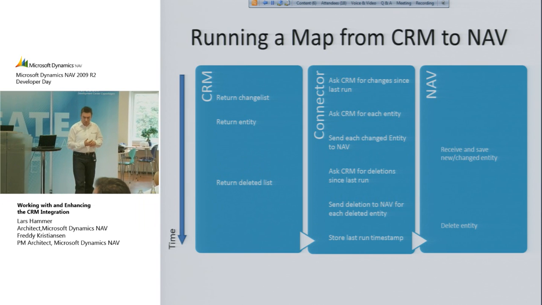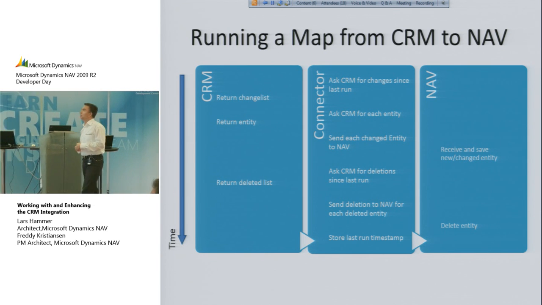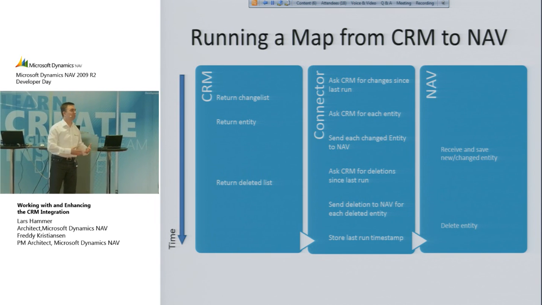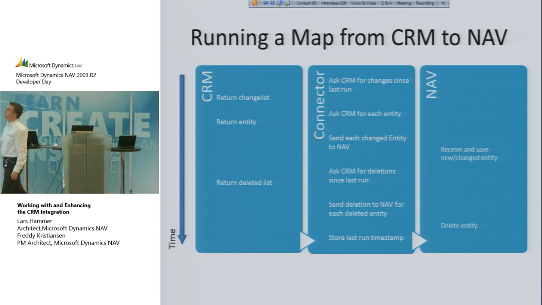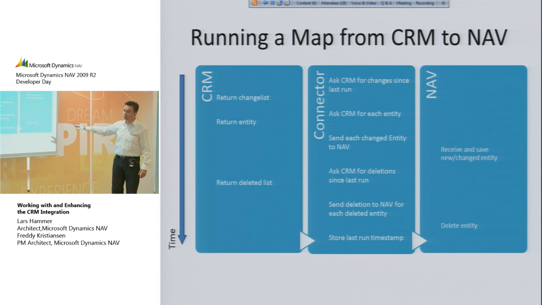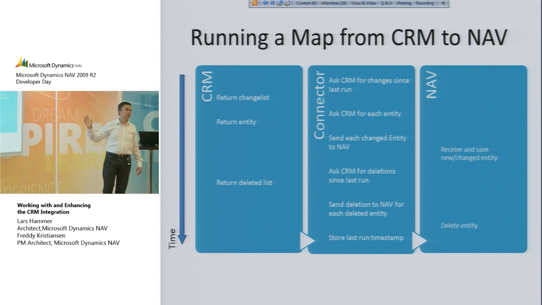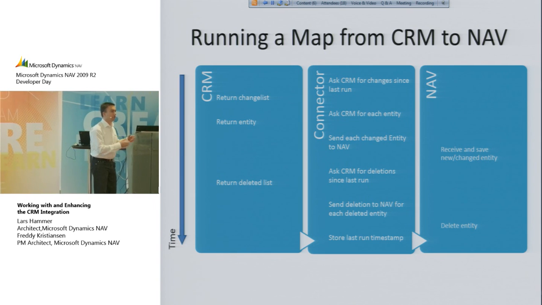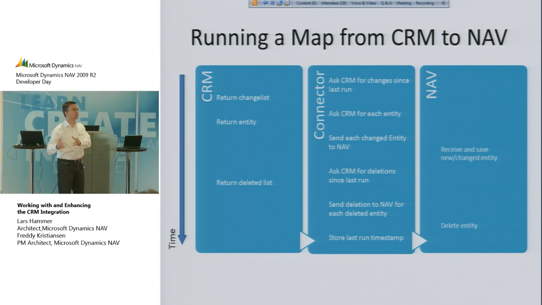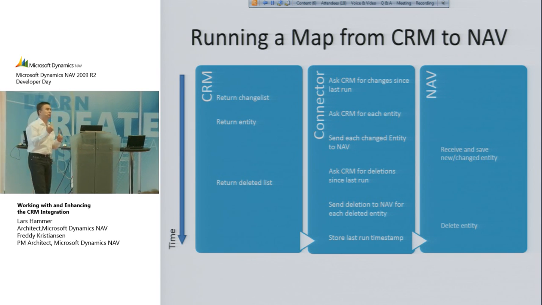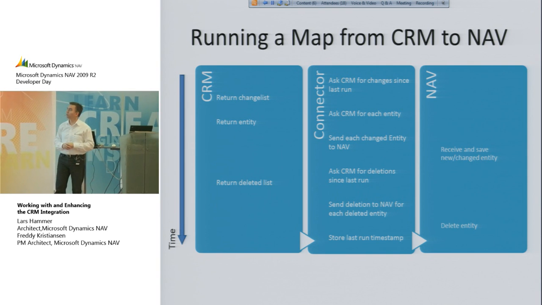So a key part is running a map. A map is a definition of what data in one system goes into what data in the other system. In this particular case, we're looking at a map that transfers data from CRM to NAV, and there will be a similar map the other way. As we saw in Freddy's demo, we were synchronizing back and forth, starting the data inside of NAV, syncing it to CRM, changing bits over there, and then it went back. So that process requires two maps. That should hopefully give you an idea of what a map is.